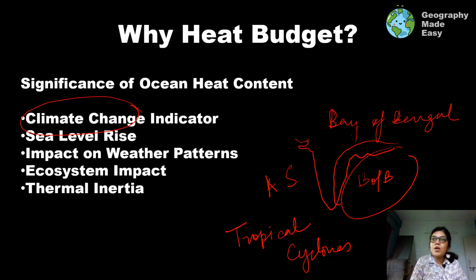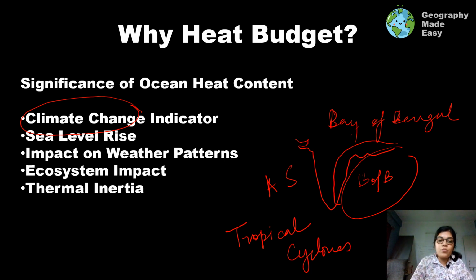Now, this is because recently it has been seen that the temperatures of the Bay of Bengal have increased, and one of the reasons why a tropical cyclone gets formed is that there has to be a shallow sea where the temperature can go up. The water level is less, so the temperature increases faster.